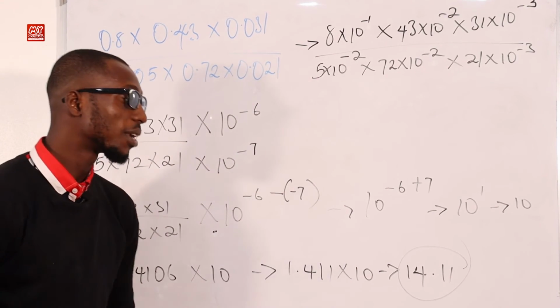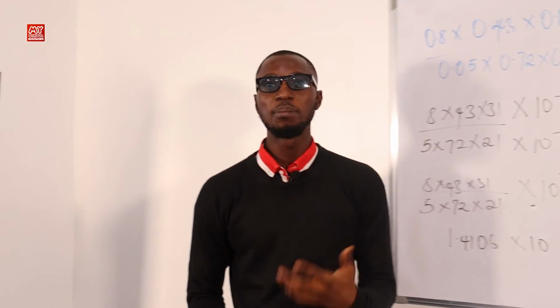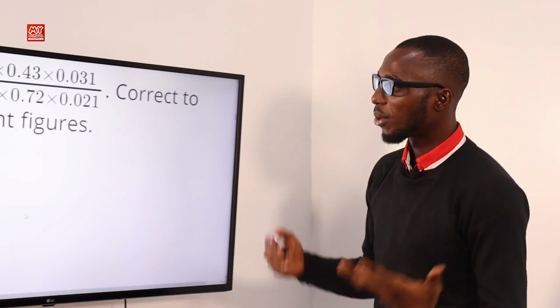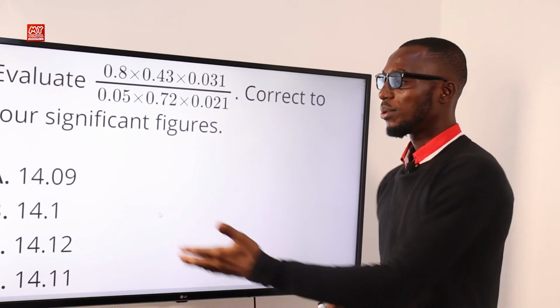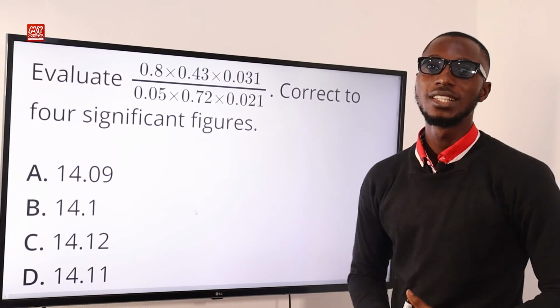14.11. You can use your calculator to confirm this, but remember you are taking a JAMB exam. So let's prepare as much as possible. Look through all of the options. Option D, 14.11, is the correct option.